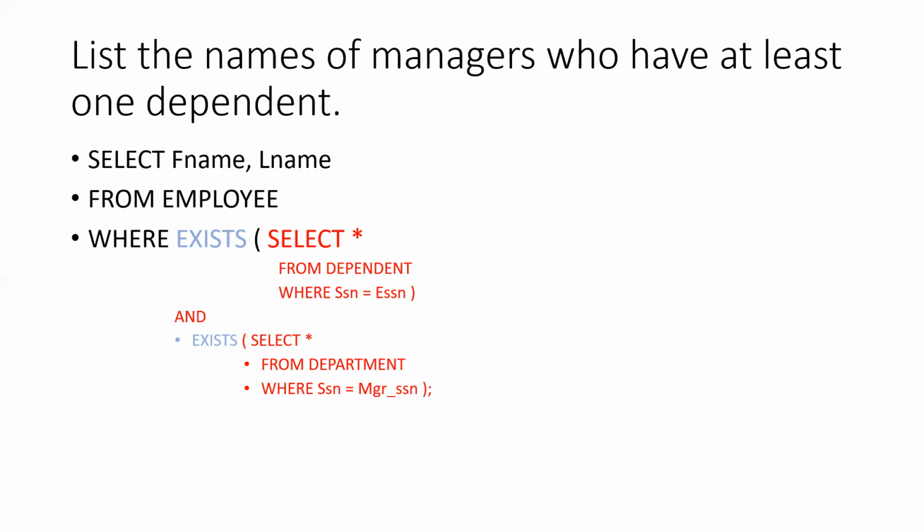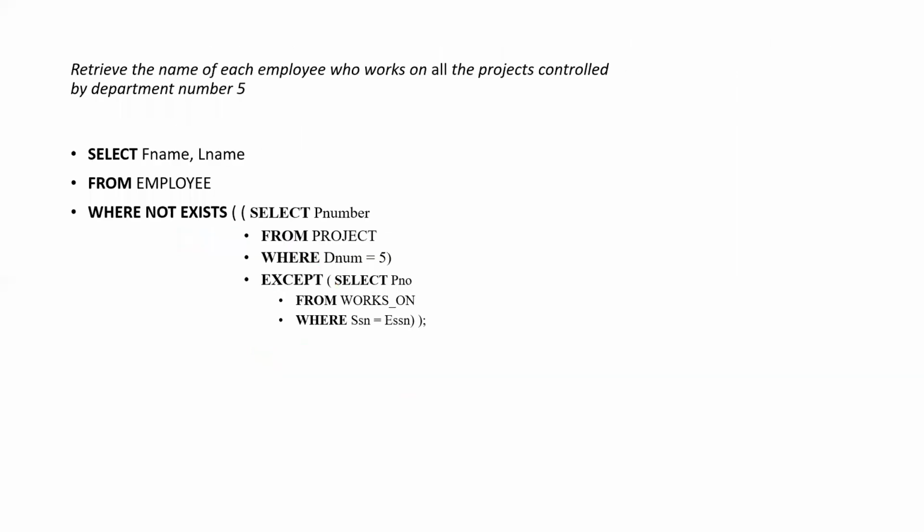So the query is: select first name, last name from employee where EXISTS, first subquery, that is select * from dependent where SSN is equal to ESSN. That means the employee has a dependent, and that SSN should be a manager of any one of the departments. So select * from department where SSN is equal to manager SSN.